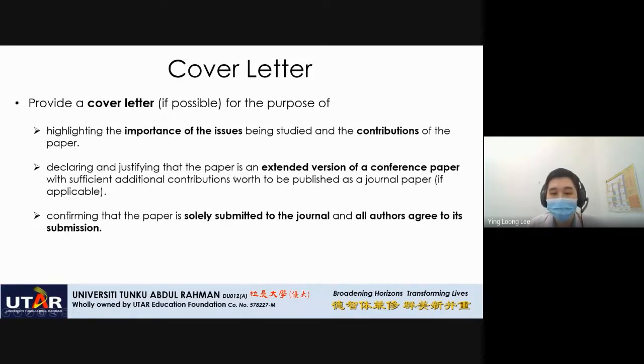So if your work is based on a conference paper, you can declare it and write out the additional contribution over the conference paper in the cover letter. And then you can again write that you confirm this paper is solely submitted to the journal and all authors agree to its submission.